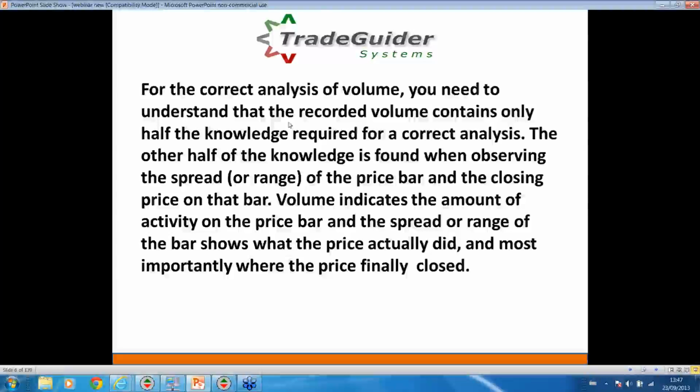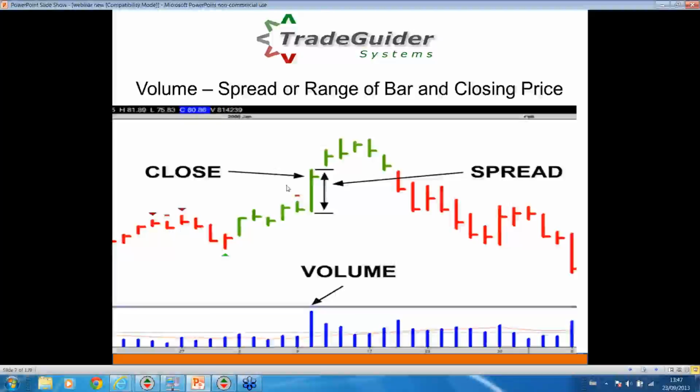So although we can see that volume tells us something, the other half of the knowledge is found when observing the spread or the range of the price bar and then the closing price on that bar. Remember, this is really important: volume indicates the amount of activity on the price bar, and the spread or range of the bar shows what the price actually did, and most importantly, where the price closed.